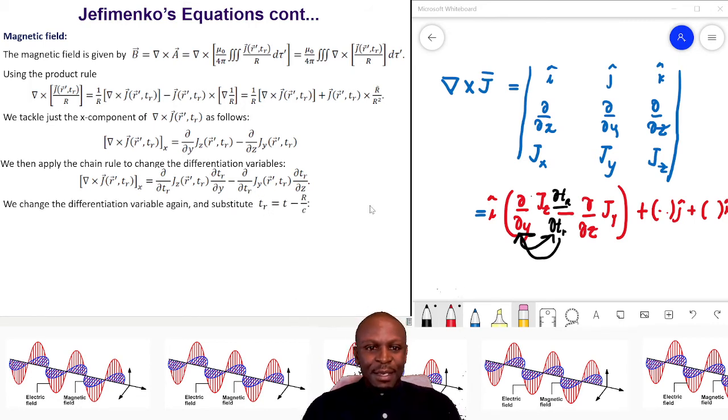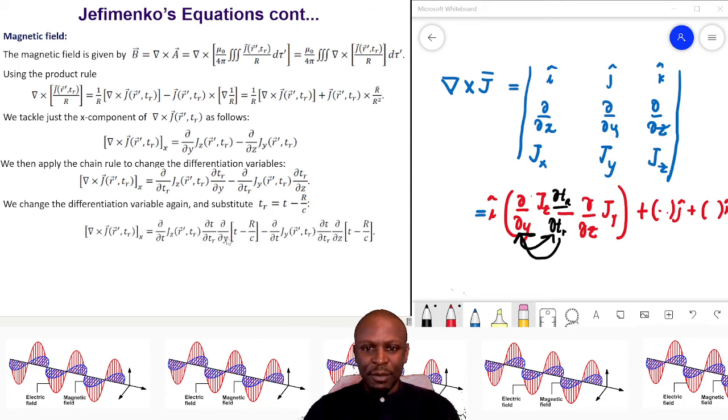Right, now when we change the differential variables again and substitute that t_r is equal to this, this is what I'm going to have. Now for the second time, you multiply that term. Let me just write it here. I'm just talking about this first term here. You just have this dt_r, and then you have j_z, and then in there you have the dt_r divided by dy.